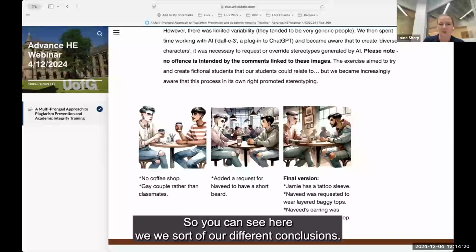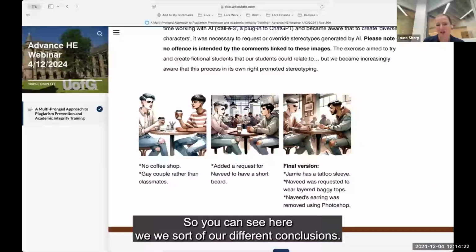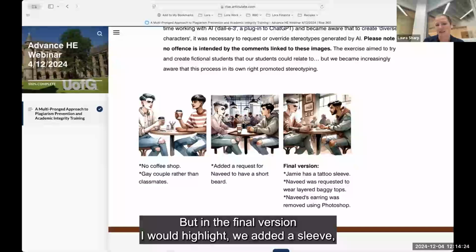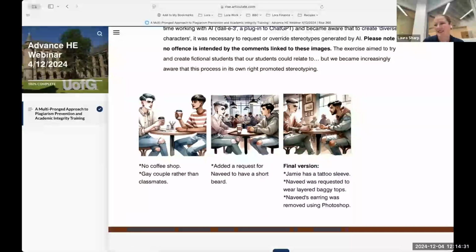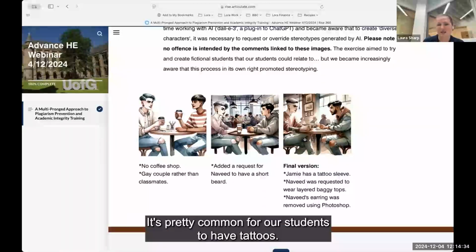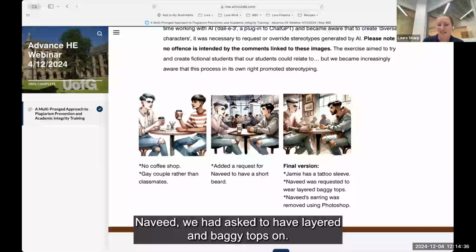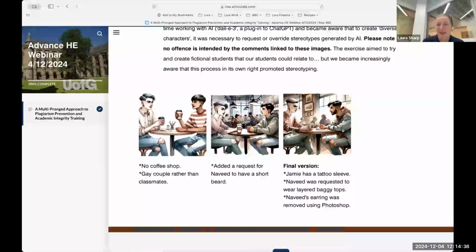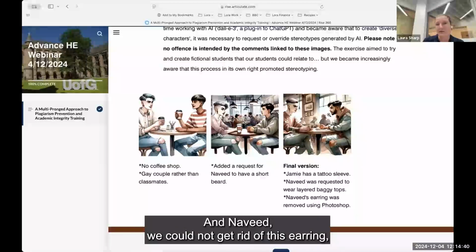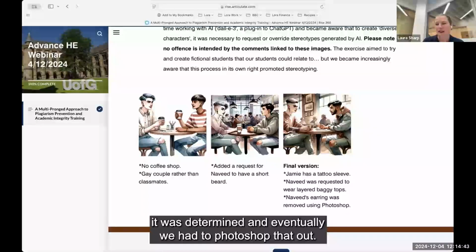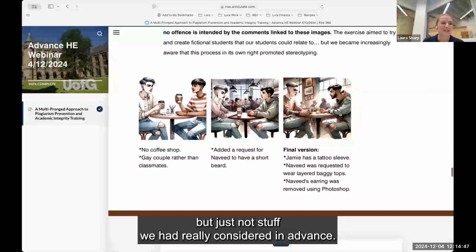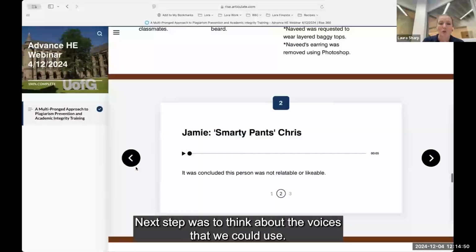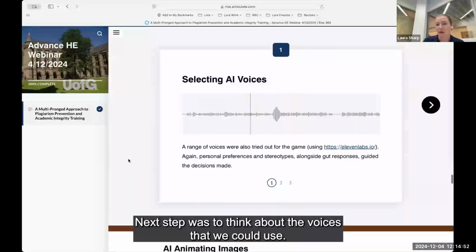So you can see here our different iterations, but in the final version, I would highlight that we'd added a tattoo sleeve to Jamie to try and make him more UK based. It's pretty common for our students to have tattoos. Naveed, we had asked to have layered and baggy tops on, and with Naveed, we could not get rid of this earring. It was determined, and eventually we had to Photoshop that out. So there were different things that we had to think about, but just not stuff we had really considered in advance.